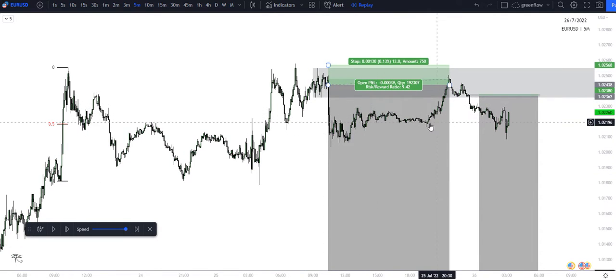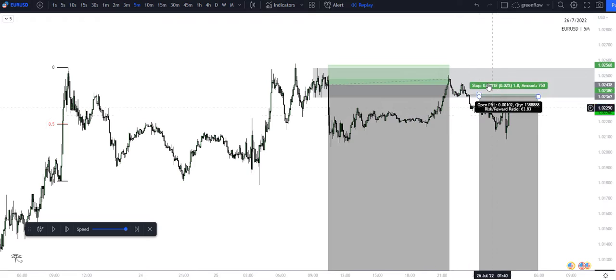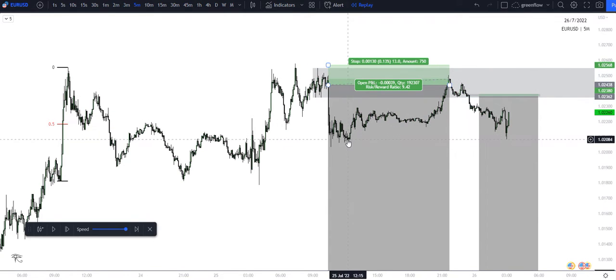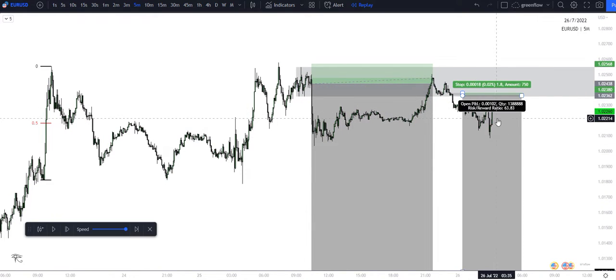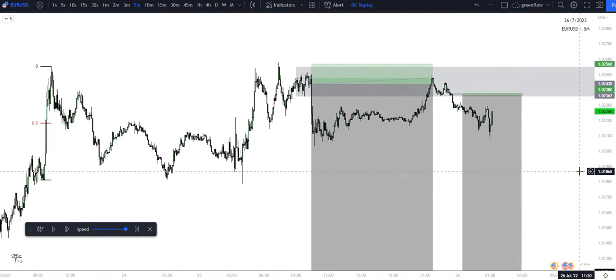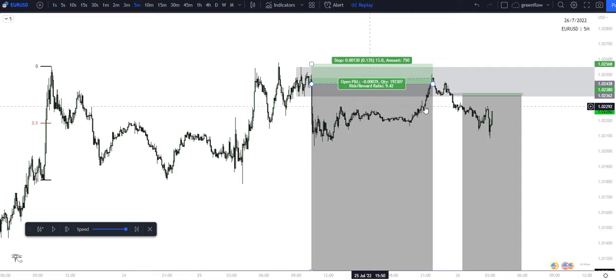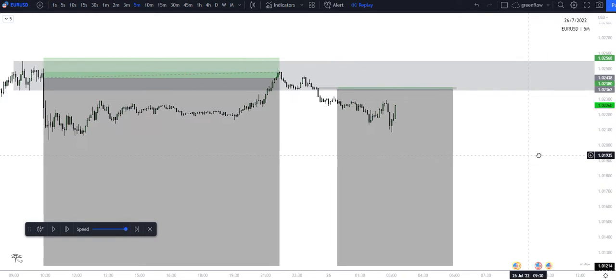We saw the early shorts right here, liquidated, tapped into an area of supply, broke structure to the downside internally, right? Mitigated this area of demand. We now have early shorts again. We are looking for those to be liquidated for price to tap into this area of supply. And then we are looking for another break of structure to the downside. It's the same exact thing over and over again, right? So let's go ahead and play this out now.